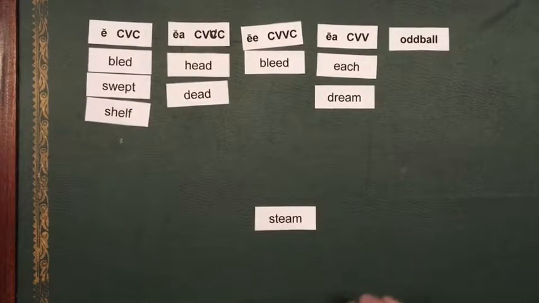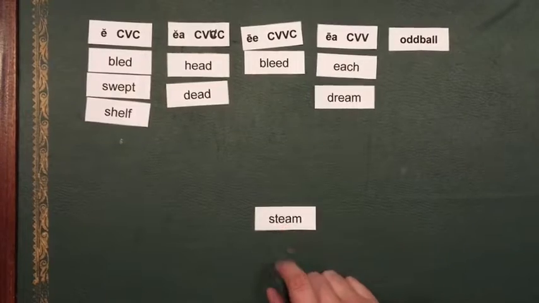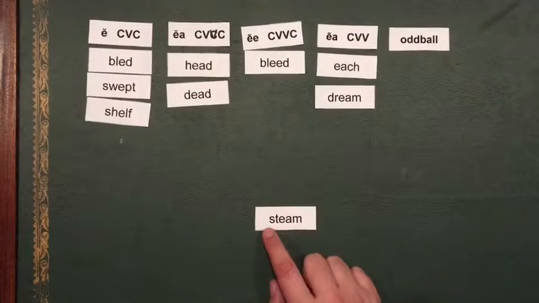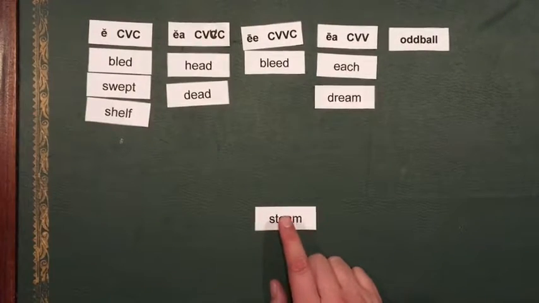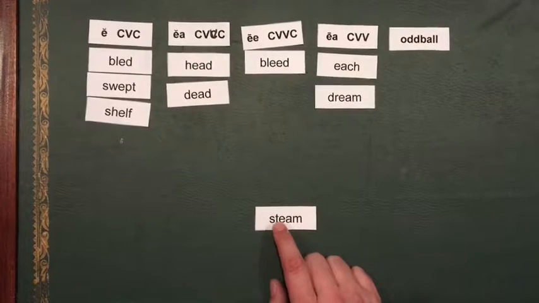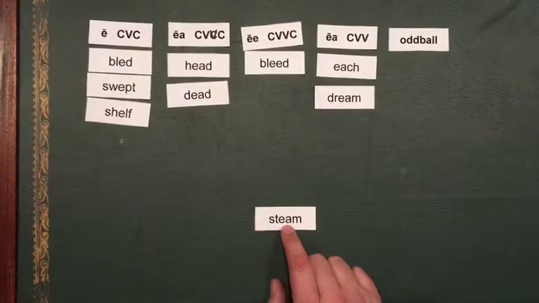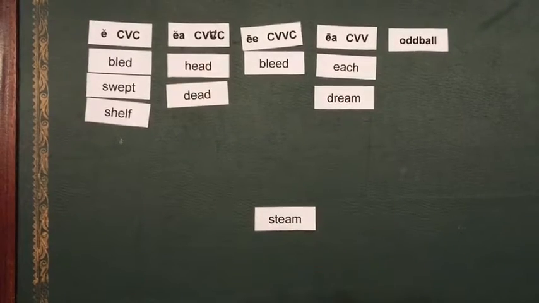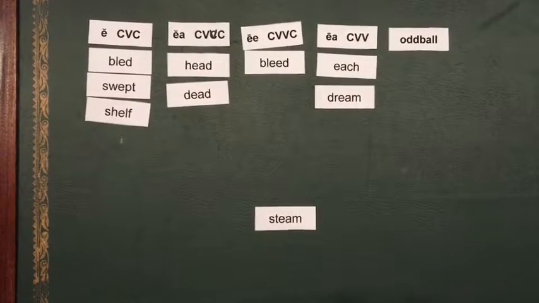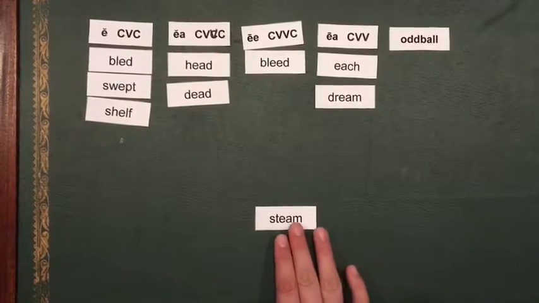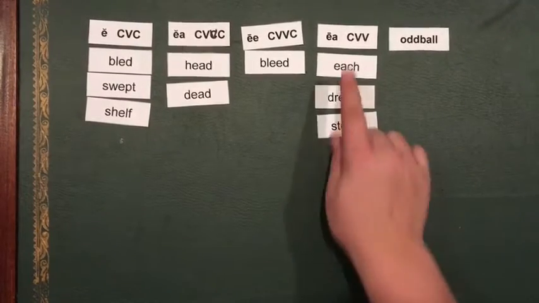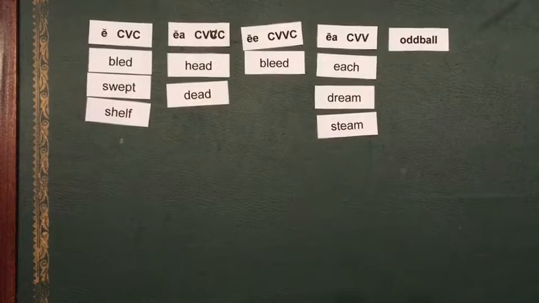The next word is stream. Stream, like a little river. Sorry, not stream. Steam. Be really careful because there's another word called stream that has an r in it. Steam is spelled steam. Do you hear the long e sound? Yes. So we know that it goes in the long ea column.